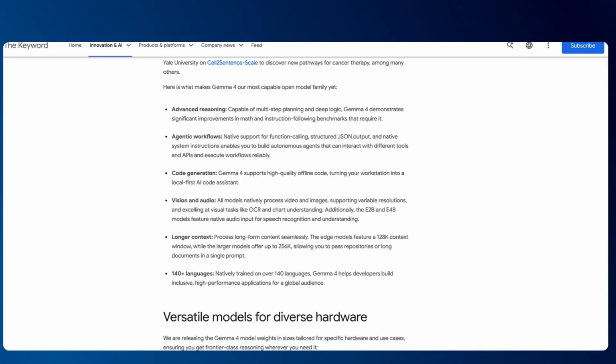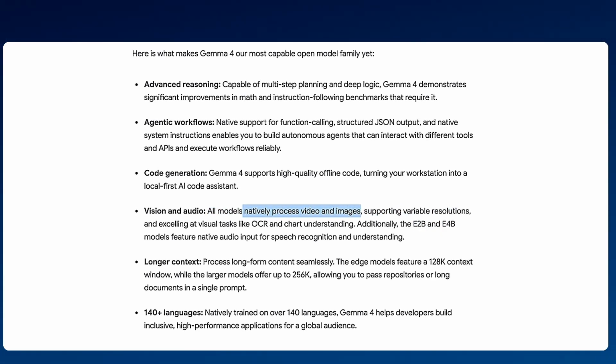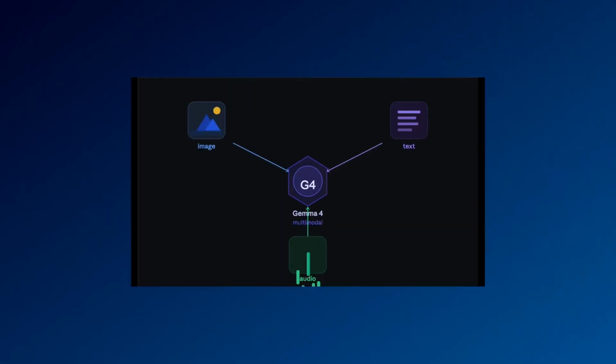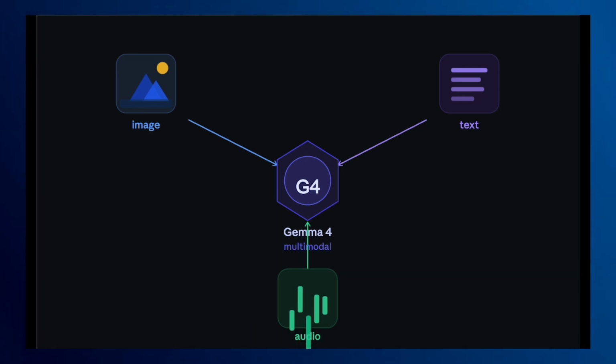local device. On top of that, the 2 edge models, E2B and E4B, have native audio input support. This means speech recognition and audio understanding built right in. Imagine running a voice assistant completely offline on a phone or a Raspberry Pi. That's the kind of capability we are talking about.